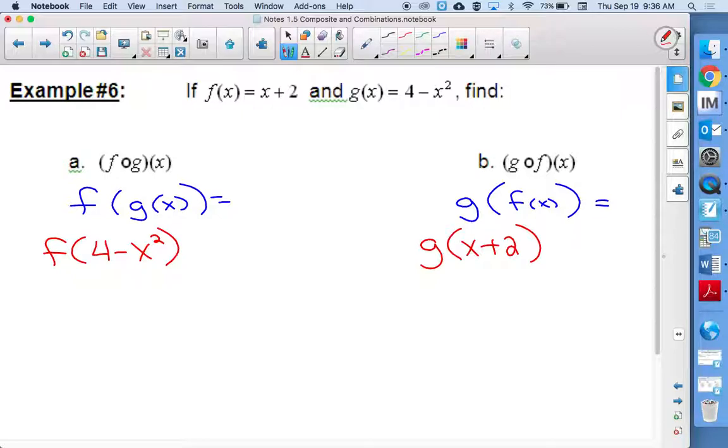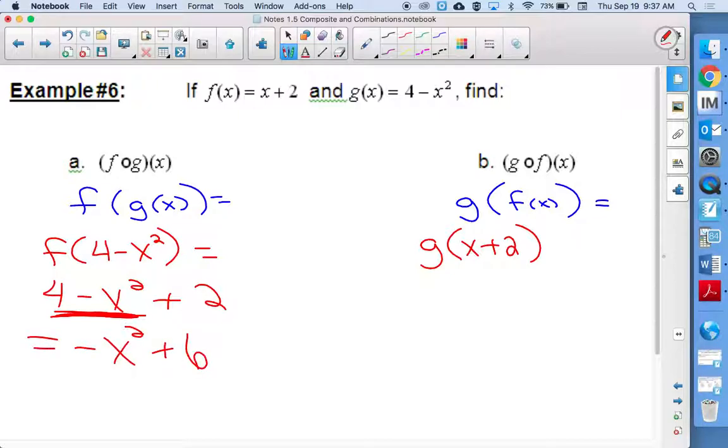So Dylan, what does the first one look like when you substitute it in? 4 minus x squared plus 2. Yeah. So this piece here represents x, and then it said plus 2. And Dylan, if you combine your like terms, you end up getting negative x squared plus 6. Or if you like having this 6 first, because you like starting with a positive number, you get 6 minus x squared. So f of g of x is equal to negative x squared plus 6.